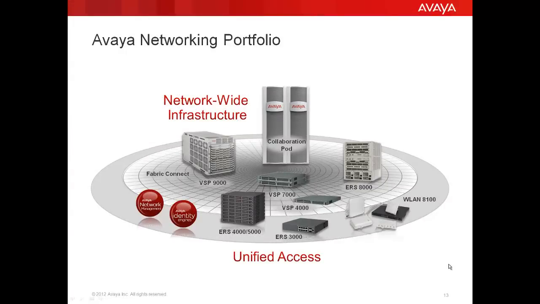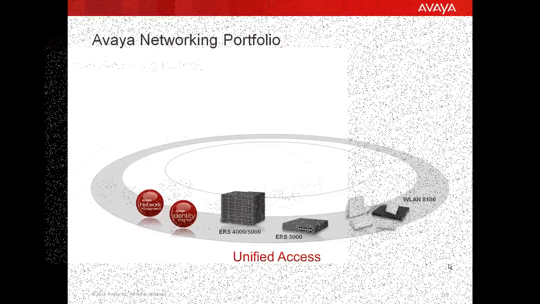Use this slide to review the overall networking portfolio. The slide has 2 parts, unified access and network-wide infrastructure. For network-wide infrastructure, we highlight Fabric Connect by itself for emphasis. So there are 3 builds in all. Here's how I would present this slide.